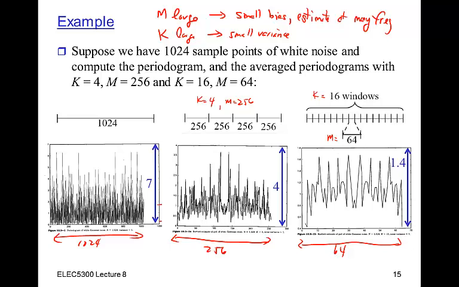Okay, so that concludes our discussion of estimating the power spectral density, and what we'll do is move on and talk about Bayesian estimation in the next section.